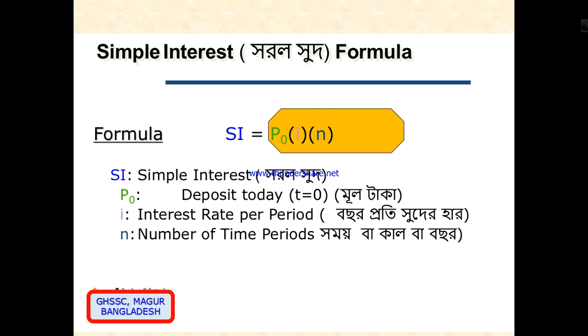Now it is time to know the calculation procedure of simple interest. Now the simple interest formula is in front of you. We have already defined simple interest by SI, and here it equals P0 times I times N. P0 indicates principal amount, and I indicates interest rate per period, and N means number of years, the number of periods. Deposit today.